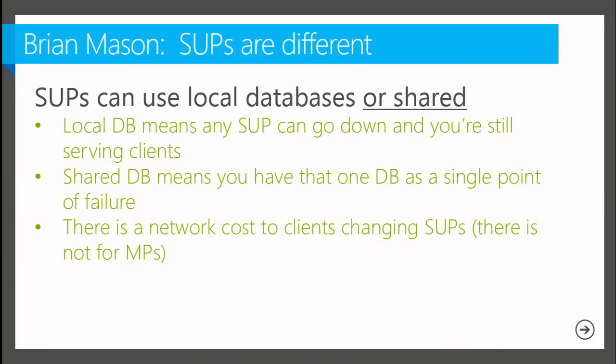If it has one local, the cool thing is it's kind of like that MP scenario. Any one MP could go down, a primary could go down, but people are still getting policy. It just doesn't work that way with a SUP. If you put a local database on a SUP, that's the only one it's ever going to use. If you put it on another server, all your SUPs are going to use that shared DB. Now that shared DB is a single point of failure, and if it goes down, people stop scanning. Does that matter to you?